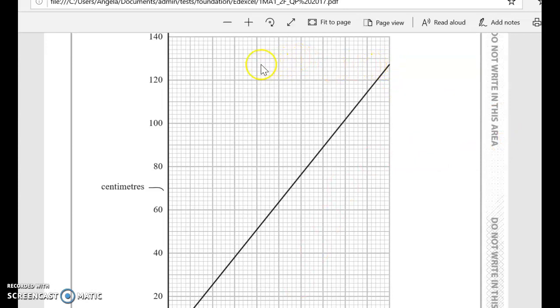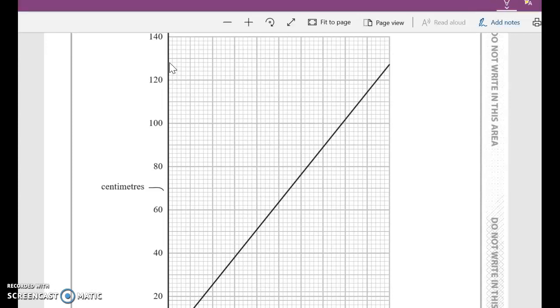Now this is why this is an estimate, because it's only vague. I'm going to take it as the one above. Remember, this is going up in 2, so that's 122, 124, 126, 128. So I'm going to write that in, 128.